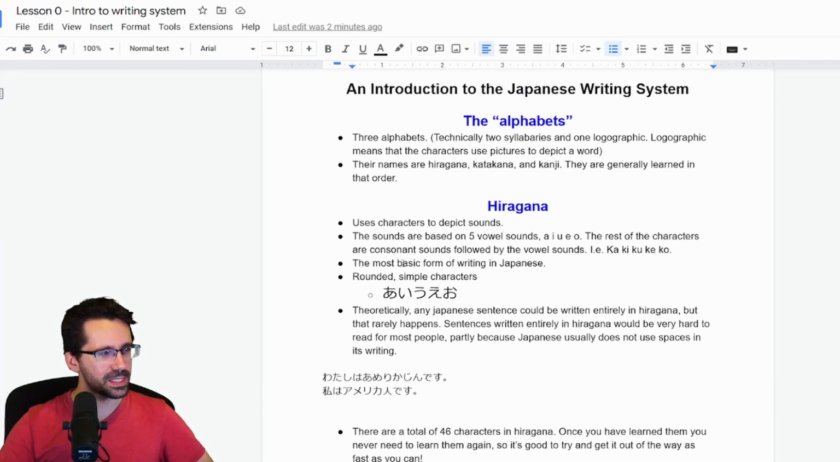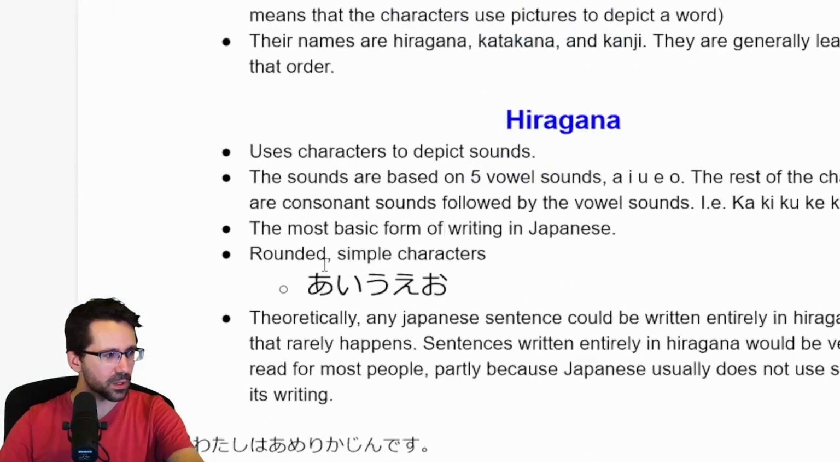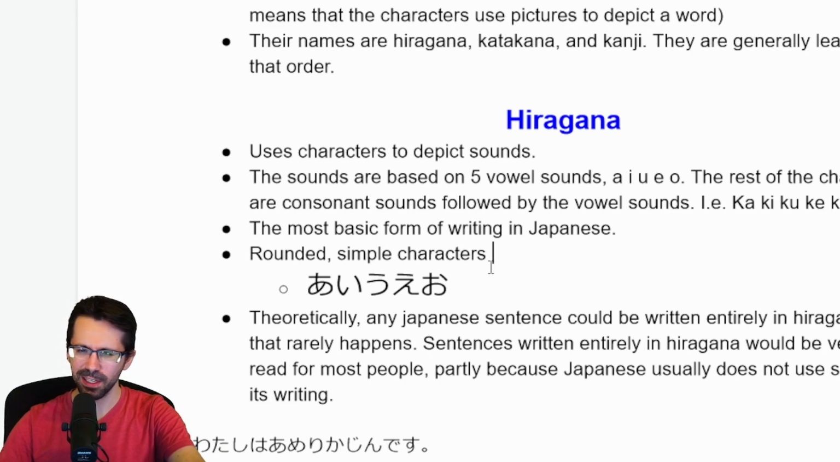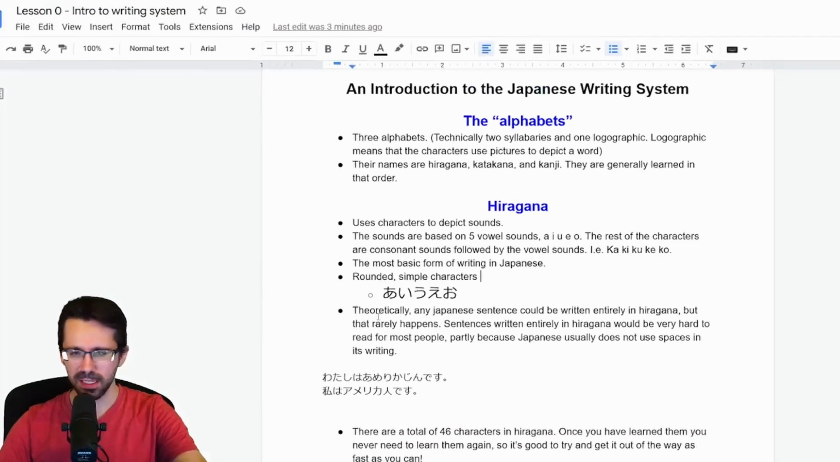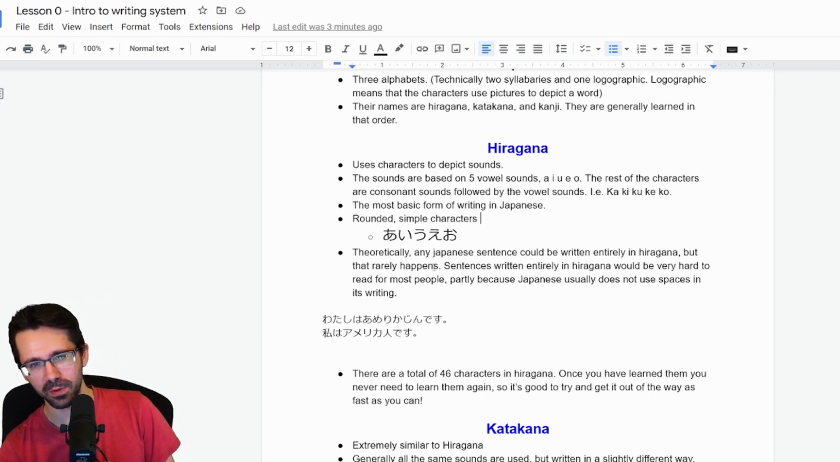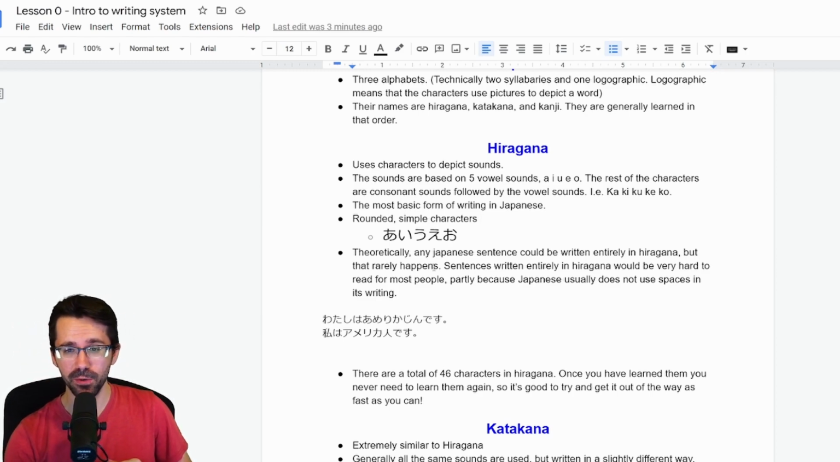Looking back to hiragana specifically, hiragana is the most basic form of writing in Japanese, and the characters end up being very round and simple. So looking at this, it's 3 strokes. E is 2 strokes, U is 2 strokes. So they're quite easy to make. And again, very round and kind of nice looking. So this next part here says that technically any Japanese sentence could be written entirely in hiragana if you wanted to. You probably don't want to do that, but you could.